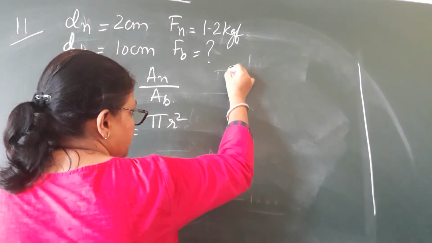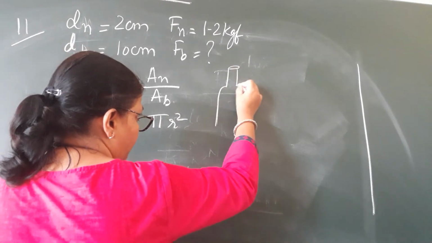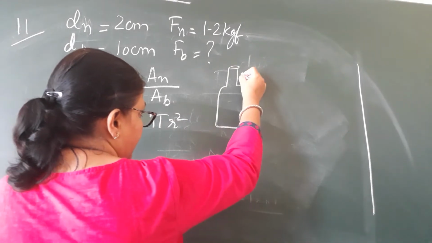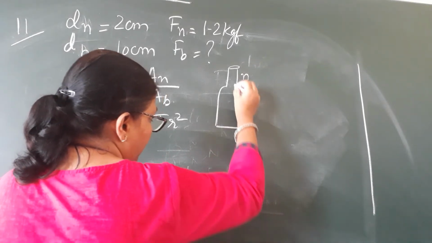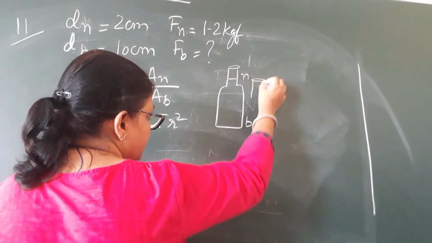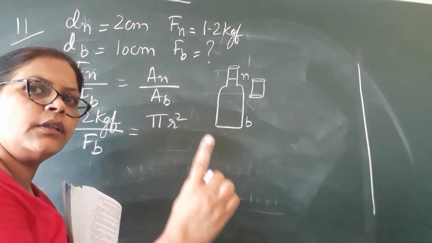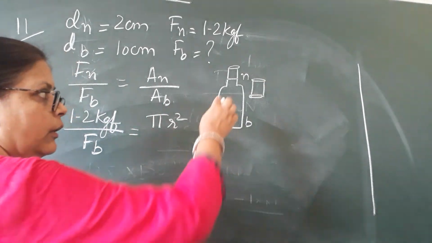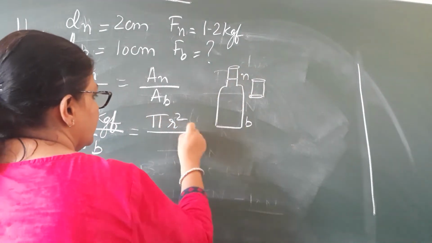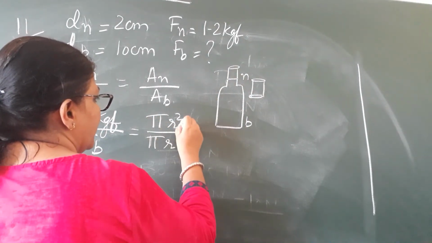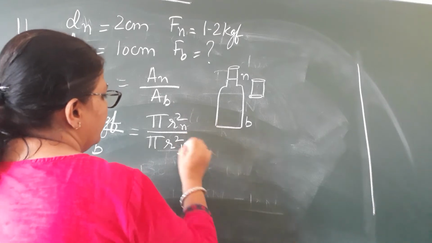See, suppose this is the bottle, right? This is the neck of the bottle, this is the base of the bottle. You can see it forms a cylinder. It's a cylindrical thing, and the area of a cylinder is pi r square. If you want to find out the area of the tubular portion, it is pi r square. So that's why it's pi r square for the neck and pi r square for the bottom.